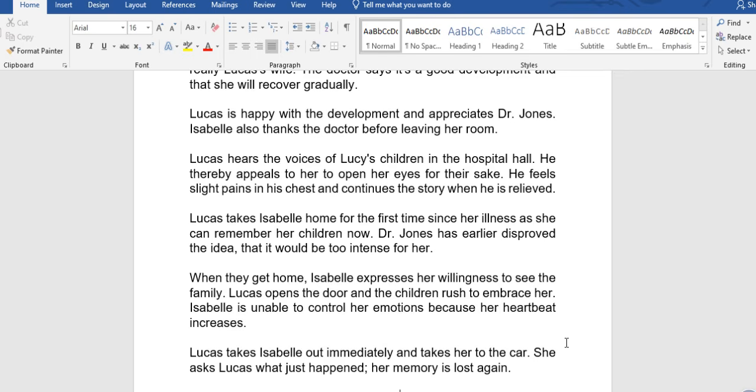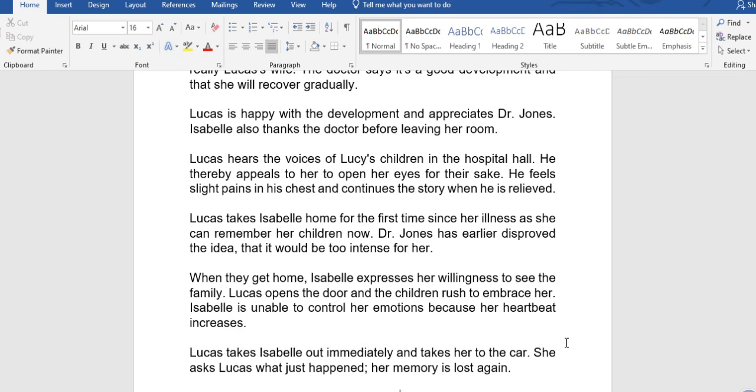Lucas hears the voices of Lucy's children in the hospital hall. He thereby appeals to her to open her eyes for their sake. Remember, Lucas is sitting by Lucy in the hospital, narrating the story. Now he hears the voices of her children. He feels slight pains in his chest and continues the story when he is relieved.